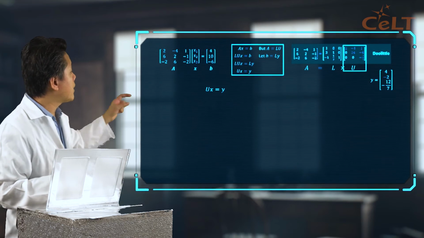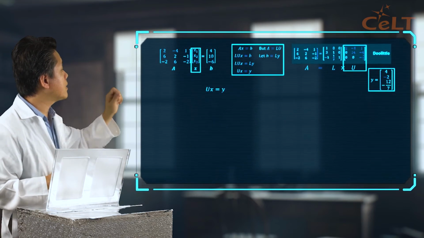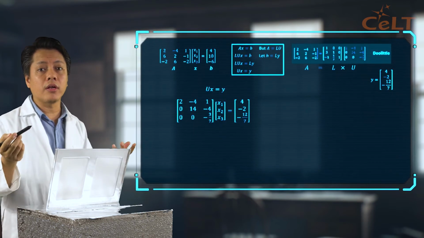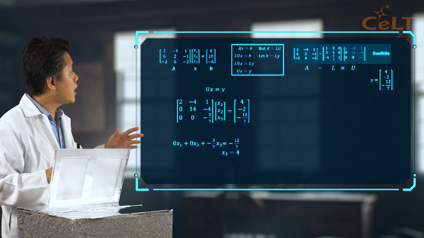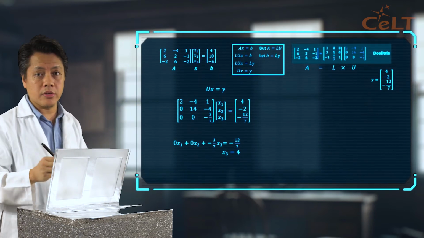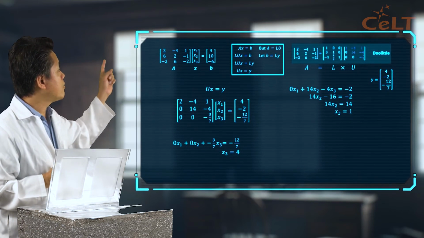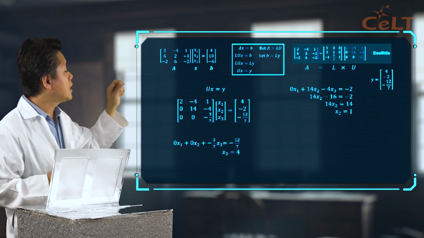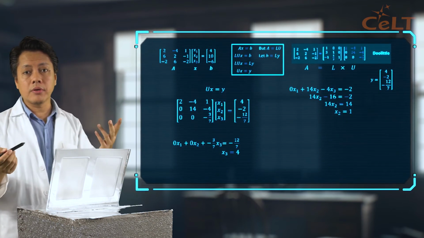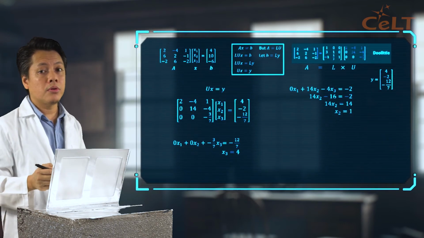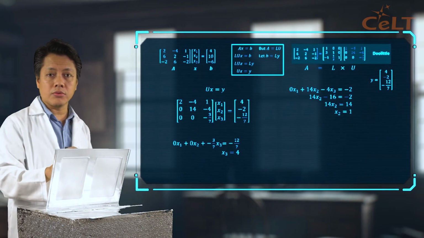And because matrix U is an upper triangular matrix, then we start with x3 first. By multiplying the last row of matrix U by vector x, then we get the expression. And since there is only one variable there, x3, then we get the value of x3. So now, we have solved the first variable for x, which is x3. Next one is x2. From the second row of matrix U with vector x, then we get an equation with two variables, x2 and x3. Since x3 is known, then we can determine the value of x2.